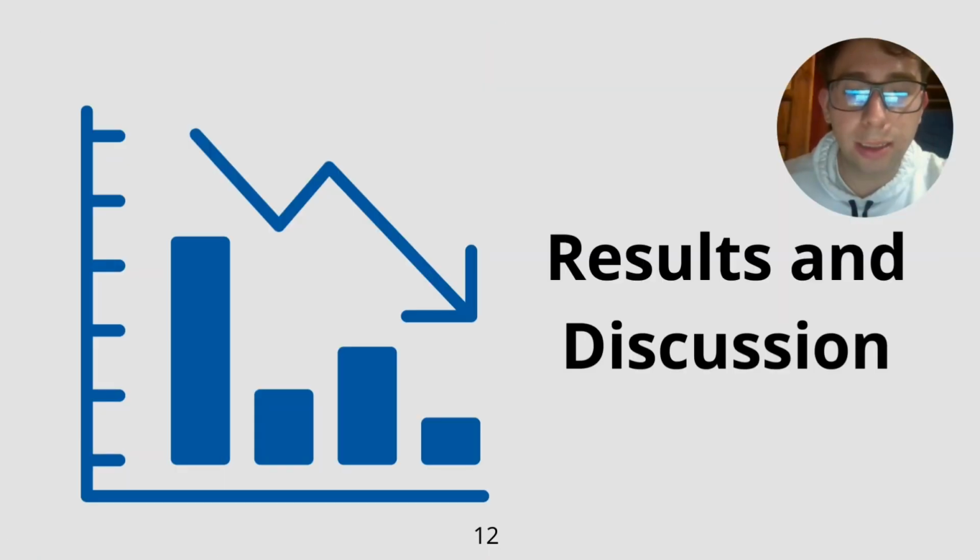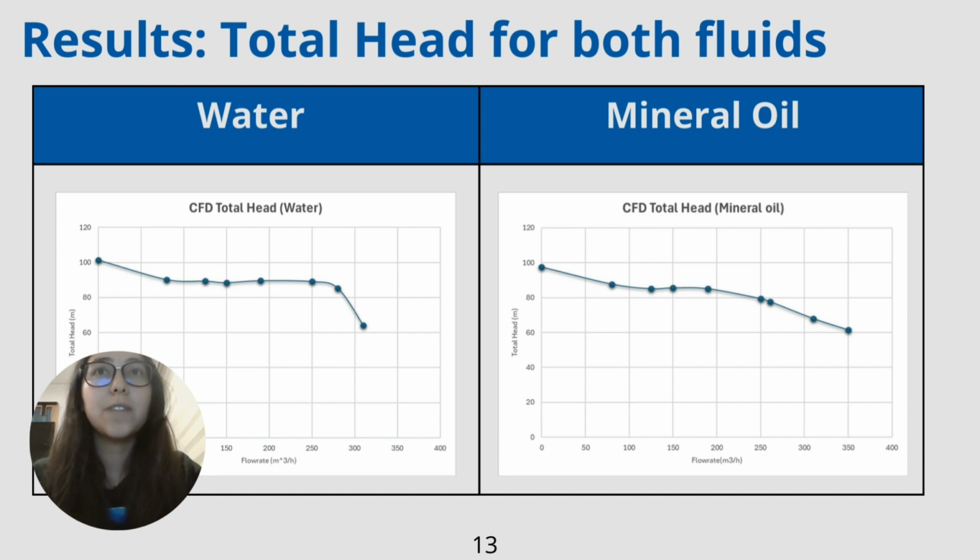Besides, we present the results and discussion. The results obtained for the total head of both fluids have slight differences. For example, in the total head for water, we can see that at 350 cubic meters per hour, we have a drop. This could be explained given that at that point the pump starts to be unstable. However, in the mineral oil, we found that at this flow rate the pump continues to have a normal behavior, and this could be explained by the differences in density and viscosity.